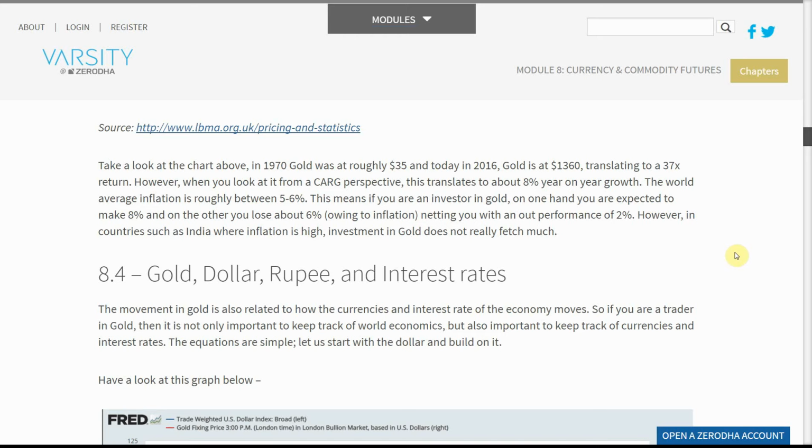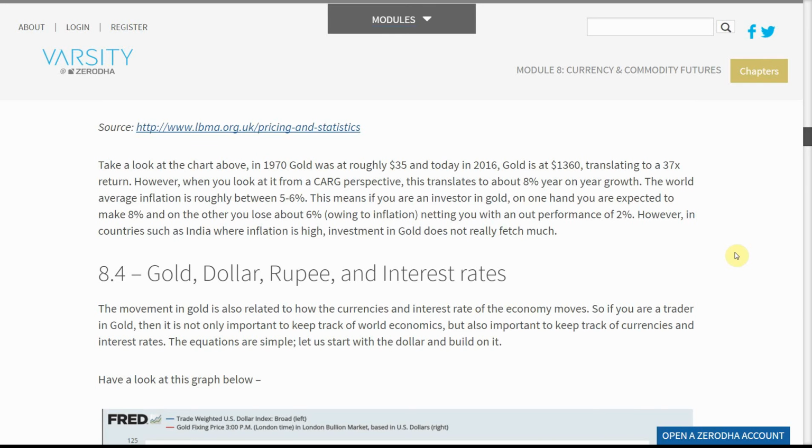The world average inflation is roughly between 5 to 6%. This means if you are an investor in gold, on one hand you are expected to make 8% and on the other you lose about 6% owing to inflation, netting you with an outperformance of 2%. However, in countries such as India where inflation is high, investment in gold does not really fetch much.